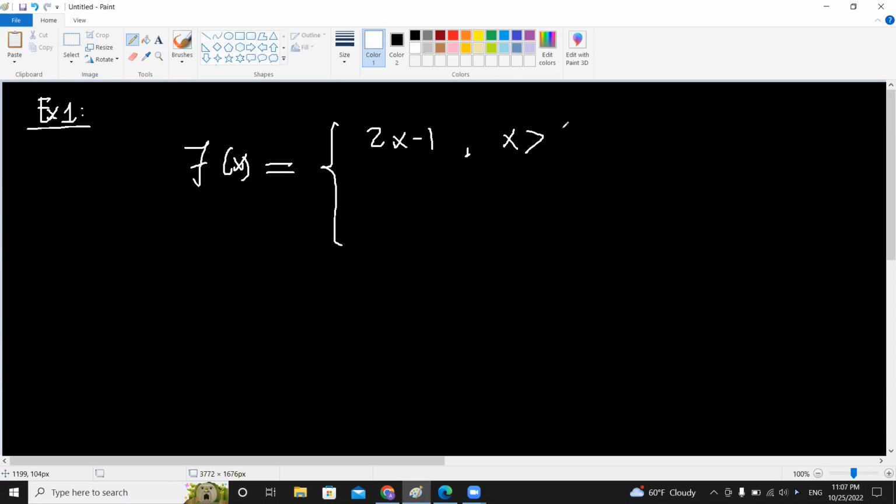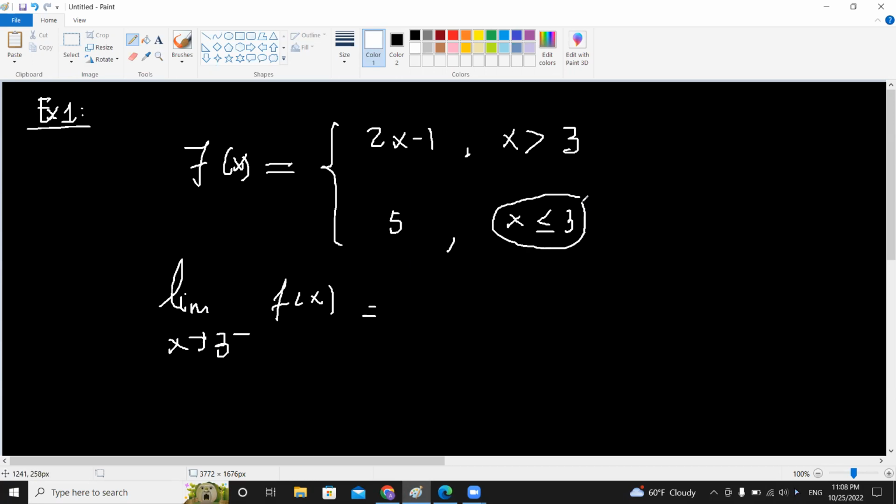x greater than 3, and f(x) equals 5 if x is less than or equal to 3. So let's see the function set up here. First of all, let's write the limit as x tends to 3 from the left side. If we consider this limit from the left side of 3, we are going to have this part, which gives us 5 here.